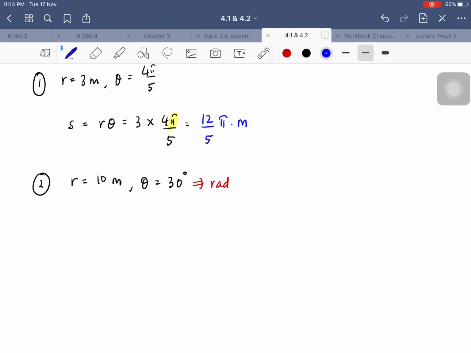Okay, so how do I change it in terms of radian? So I'm going to have to multiply this by pi over 180 degree. Here I can simplify this. This is going to be 1, this is going to be 6. So basically 30 degree is equivalent to pi over 6 radian. So knowing that this is going to be pi over 6 radian, now we can start finding the value for the arc length.